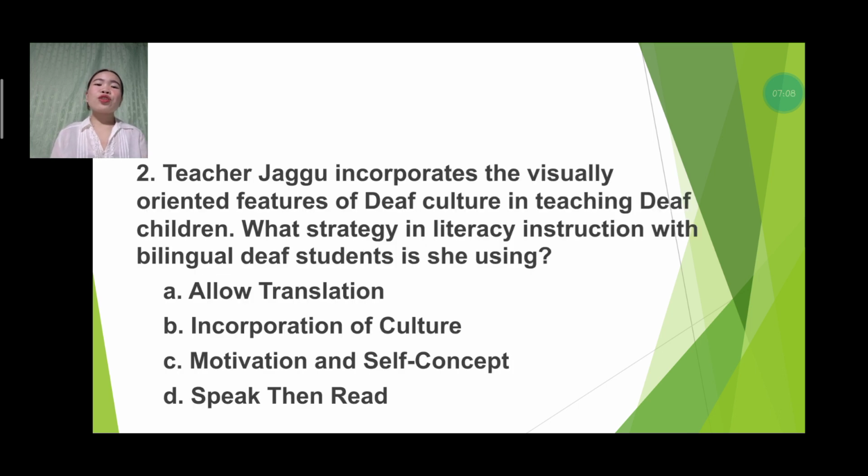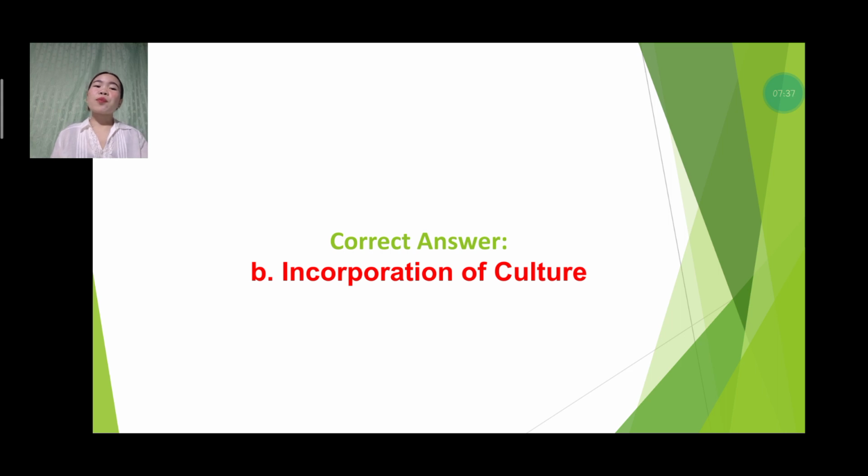Next, number 2. Teacher Jagu incorporates the visually oriented features of deaf culture in teaching deaf children. What strategy in literacy instruction with bilingual deaf students is she using? The options are letter A, allow translation, letter B, incorporation of culture, letter C, motivation and self-concept, and letter D, speak then read. The answer for this item is letter B, incorporation of culture.